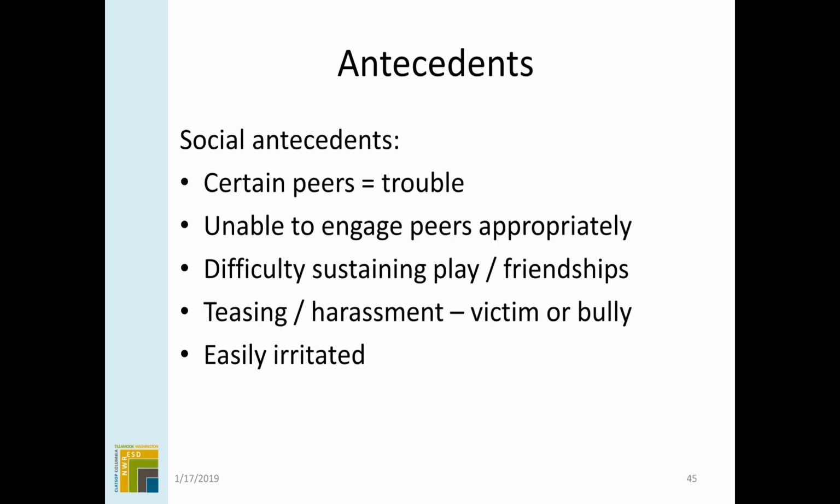Social antecedents. Often kids with brain injuries struggle socially for a number of different reasons, and so we watch for those because that can have an impact on them. They're struggling to make friends or sustain friendships, or they're realizing that the quality of friendships or the way that they were able to relate to other kids is different, and that's really stressful. It can be a trigger.